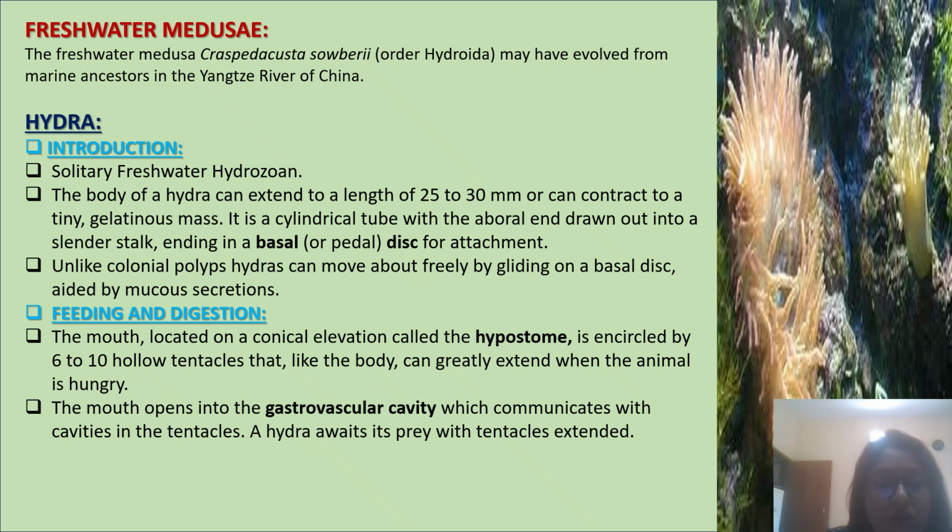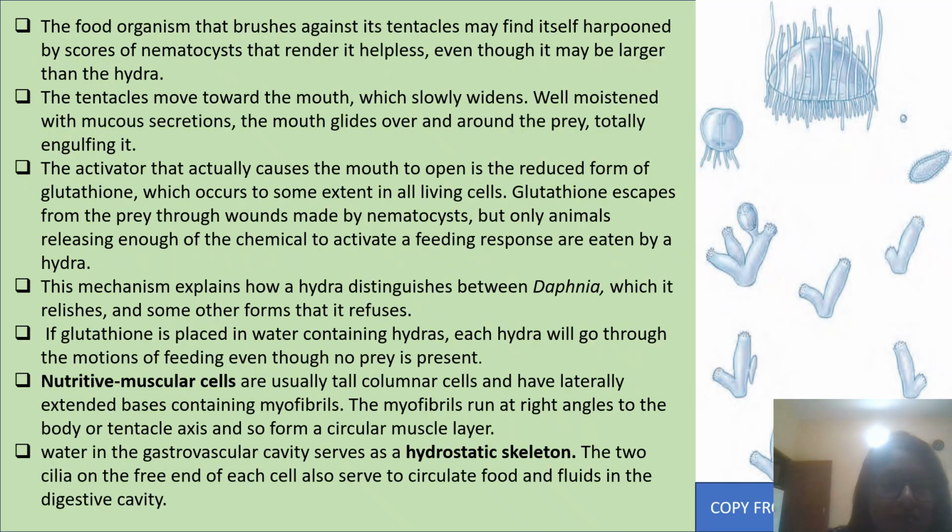Next, feeding and digestion. The mouth, located on a conical elevation called hypostome, is encircled by 6 to 10 hollow tentacles that, like the body, can greatly extend when the animal is hungry. The mouth opens into the gastrovascular cavity, which communicates with cavities in tentacles. A hydra awaits its prey with tentacles extended. Next, the food organism that brushes against its tentacles may find itself harpooned by scores of nematocysts that render it helpless even though it may be larger than the hydra.